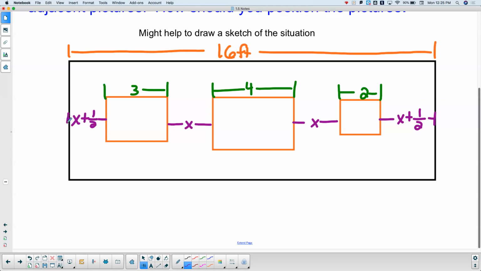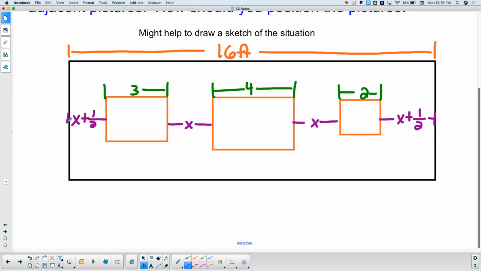Now, my question is, why did I put x plus 1/2 and not x plus 6 there? 6 inches is half of a foot. If I put x plus 6 in there, I'm going to get way off.